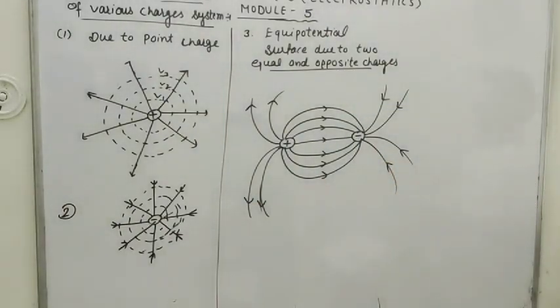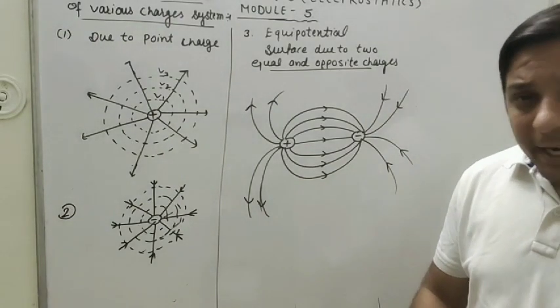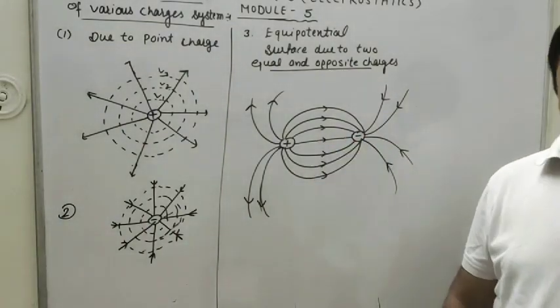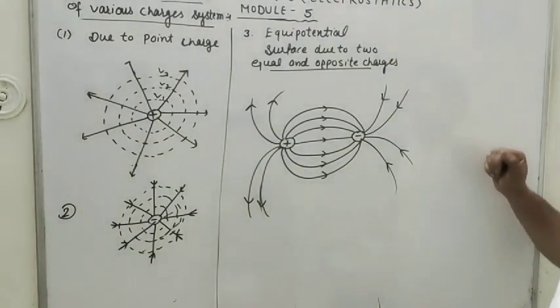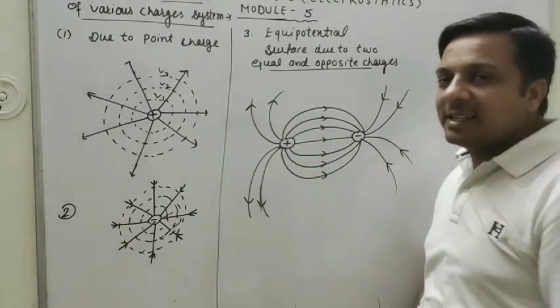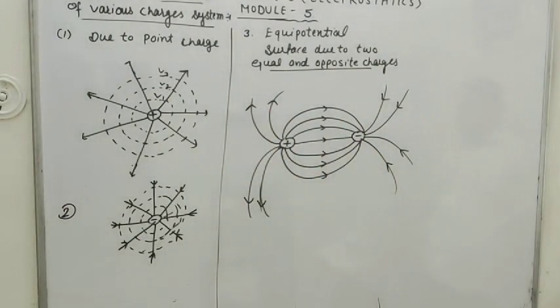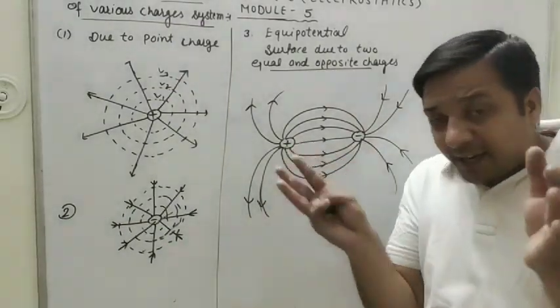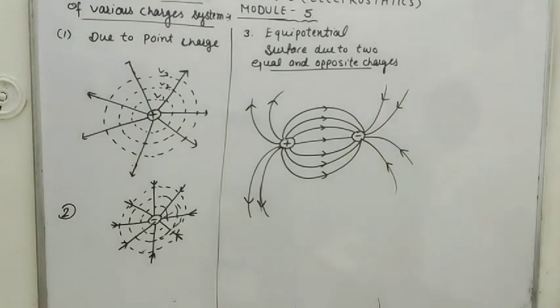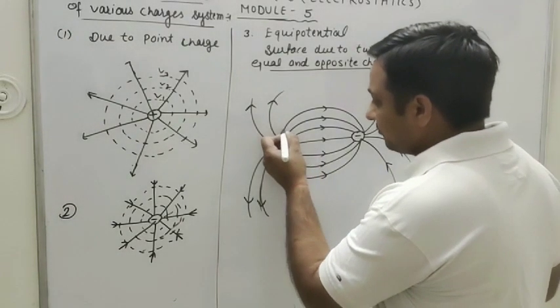So dear students, we have drawn the electric field lines due to two equal and opposite charges. One thing I want to ask you: when two equal and opposite charges are there, where is the electric field weak or strong? Between the charges, the electric field is the strongest, but at a far distance the electric field lines become weaker. Because they attract each other, the field lines will be strong in that region.